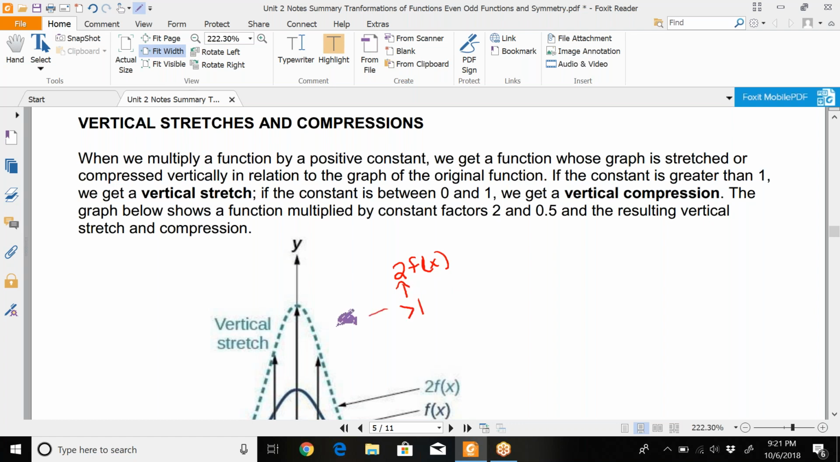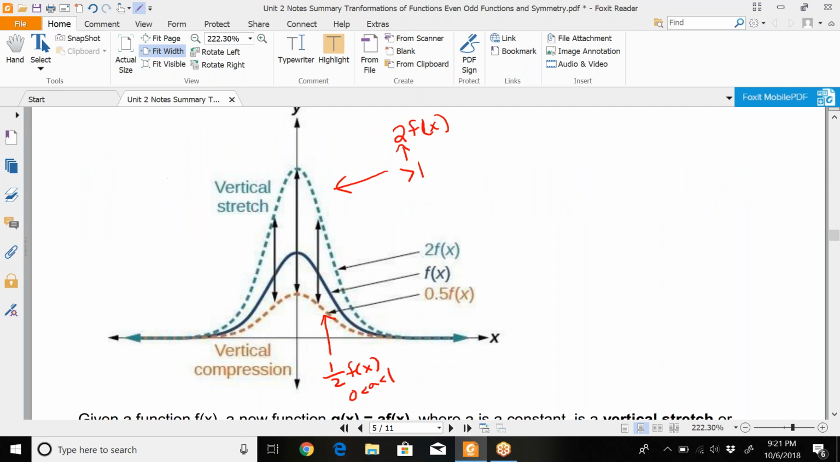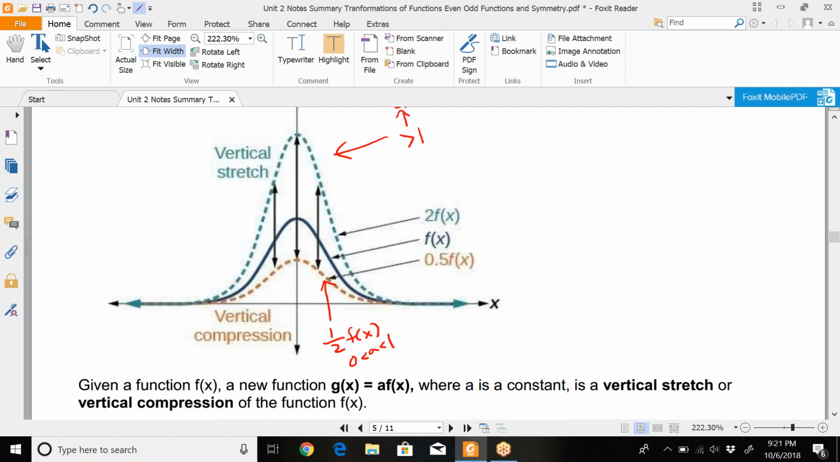If the number in front of the function, like they put 0.5, but that's really 1/2, if it's between 0 and 1, then it's going to be what we call a compression. In other words, if I double all my y values, my thing is going to get tall. If I cut all the y values in half, it's going to get shorter. So that's what we mean by vertical stretch and vertical compression. And notice this is double the height. This is half the original height. So here are the general rules for that.